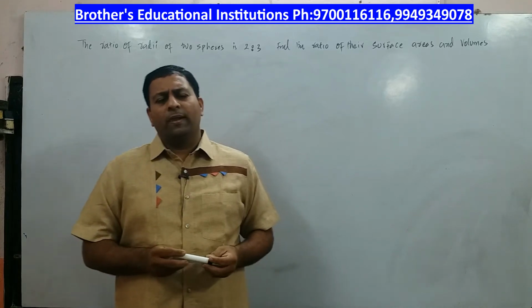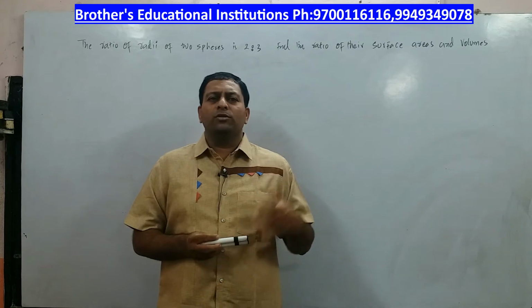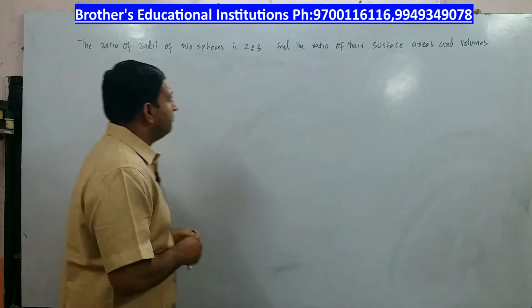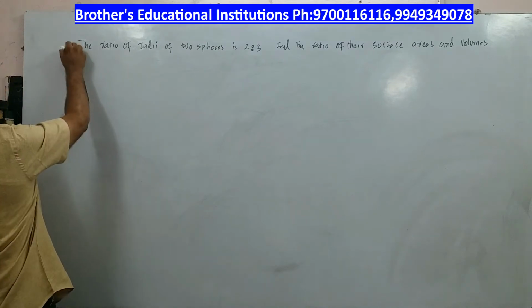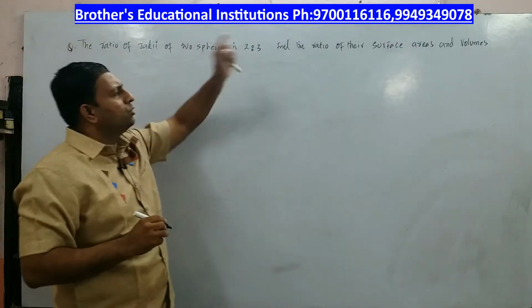Hello children, we will continue with spheres. As you know, the formulas related to surface area and volume. We will continue with the problem. The question is, the ratio of radii of two spheres is 2:3.